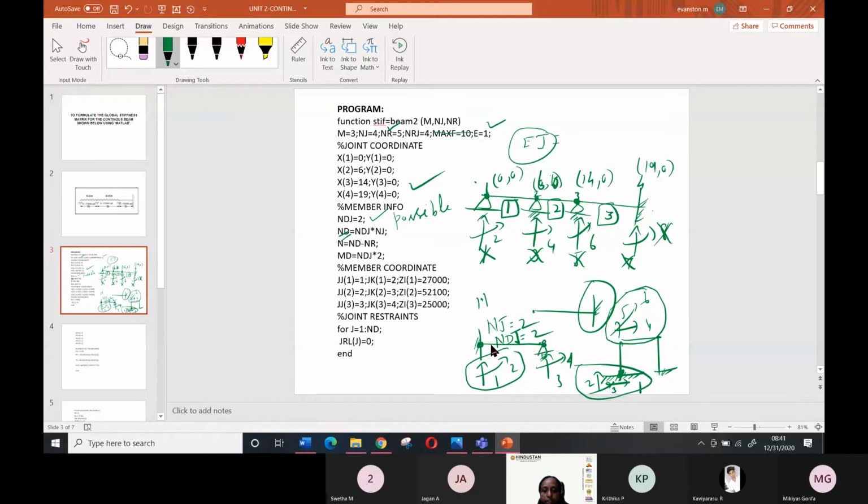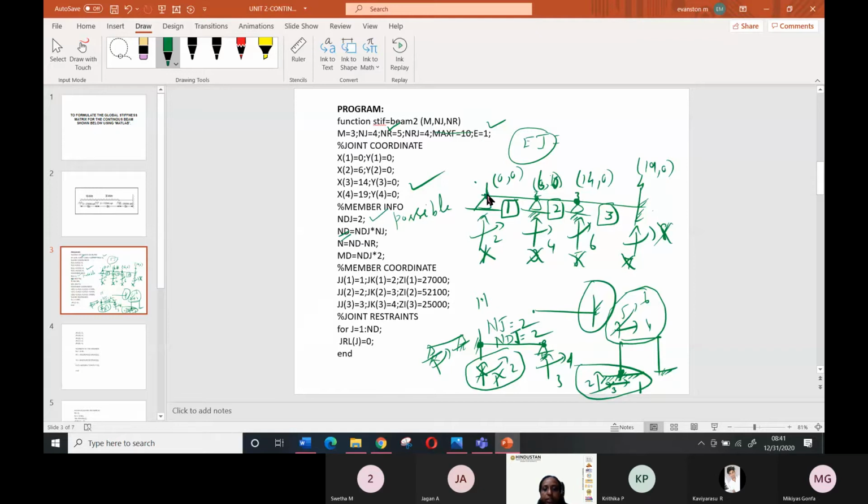And NDJ, the number of degrees of freedom for a joint, that is the possible degree of freedom for a joint, is 2. Even though it is restrained, the possible is 2. If it is hinged, suppose the beam is hinged like this, the possible is 2, but 1 is restrained and this is free, like that. So there is a difference between NDJ and ND. ND is the total degree of freedom for this structure, equal to the number of joints into the number of degrees of freedom for a joint. So that is equal to ND.